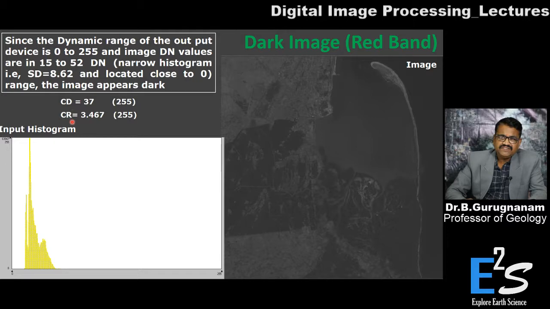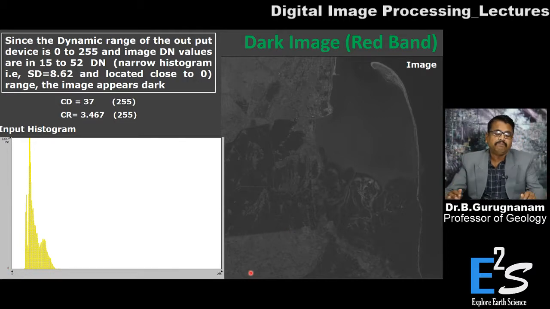This is one such example, the contrast difference and contrast ratio. You see the contrast difference is 37, contrast ratio is 3.467. But the contrast ratio could be 255. Look at the graph here, my possibility is between 0 and 255. But my data will have only this much. The reflectance is only between 15 and 52. 15 is from the lowest side, which means it is a black area. That's why your image looks black. But I have the possibility to shift the lower into lower, higher into higher, to see better discrimination.